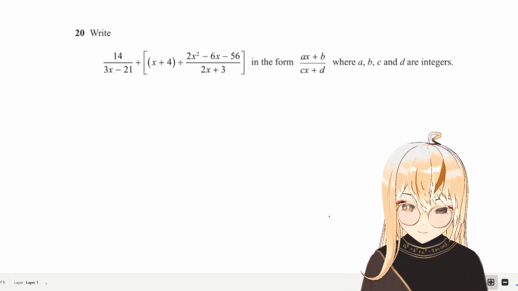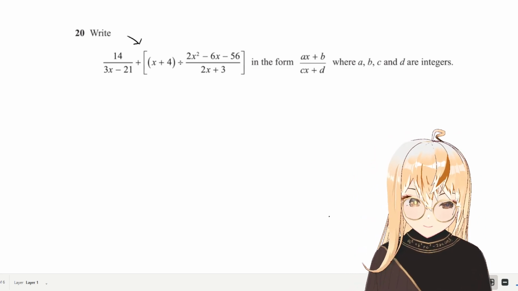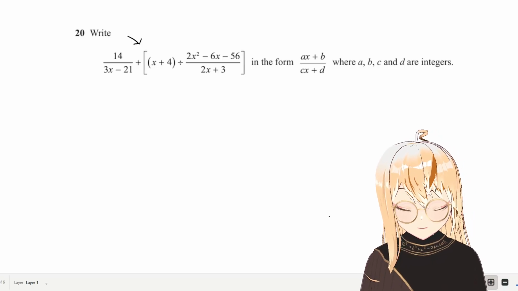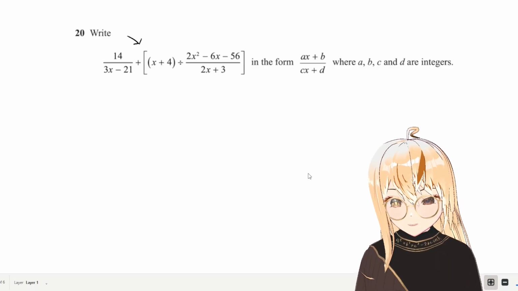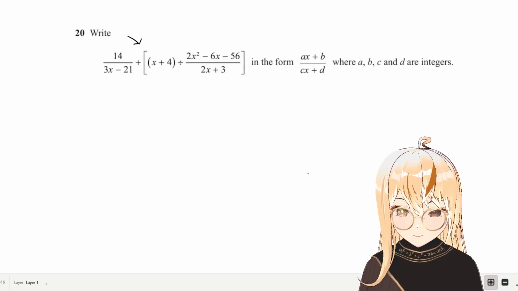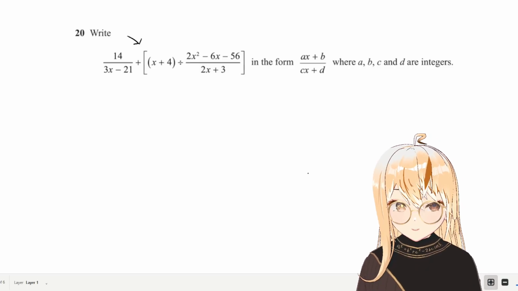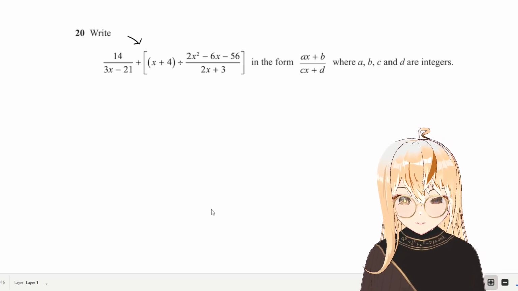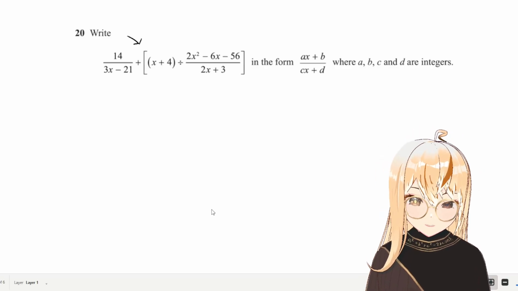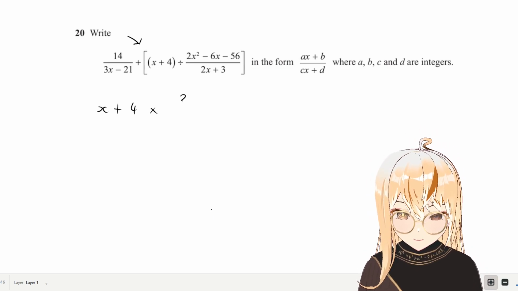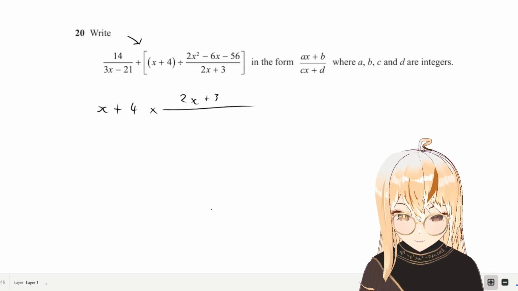So let's see that we have these square brackets right here. And basically the question is telling us, do the stuff in the square brackets first, or you'll regret it later. So let's do exactly that. We've got x + 4 divided by a huge algebraic fraction here. And when you divide two fractions, you should know that we're going to use KFC: keep the left fraction, flip the right, and then change the sign to multiply. So (x + 4) times (2x + 3), now, because we flipped it over, over 2x² - 6x - 56.